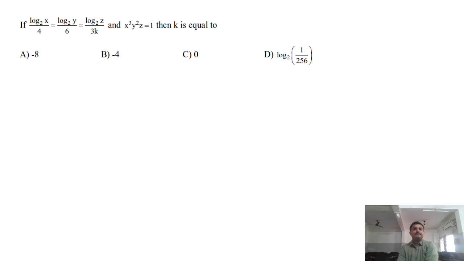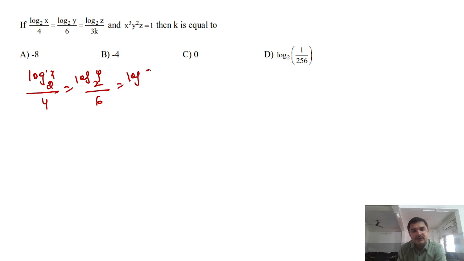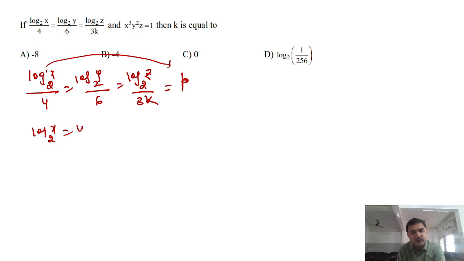One more question. Log x base 2 by 4, log y base 2 by 6, log z base 2 by 3k, they are equal. Log x base 2 by 4 is equal to log y base 2 by 6 is equal to log z base 2 by 3k. Let's say it is equal to some p, some ratio. So comparing the first with p, log x base 2 is equal to 4p.